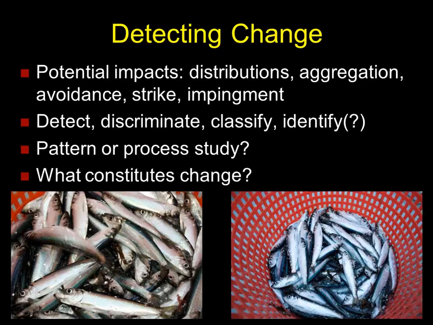We've heard a couple of examples. Are you doing a pattern and process study? Are you interested in just the distributions and dynamics of animals and how they may interact with the devices and their environment? Or are you looking at behavioral cues or environmental cues that actually change these patterns? And these are typically successive steps in any monitoring program.